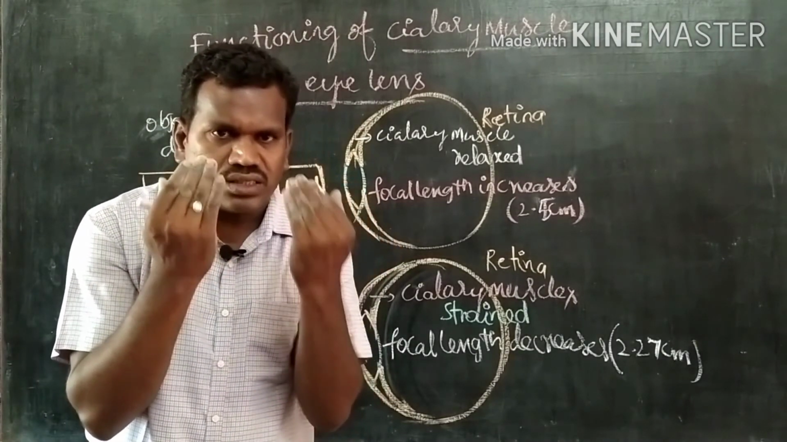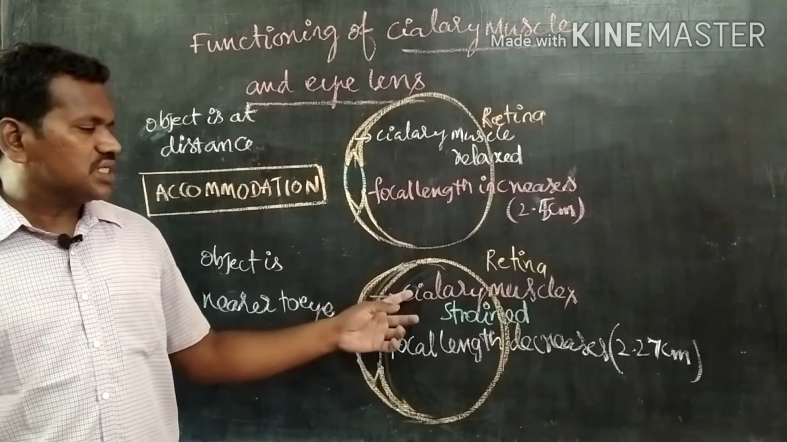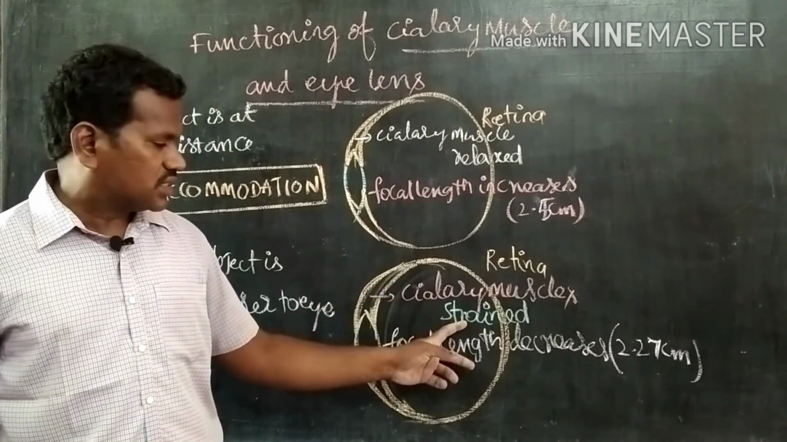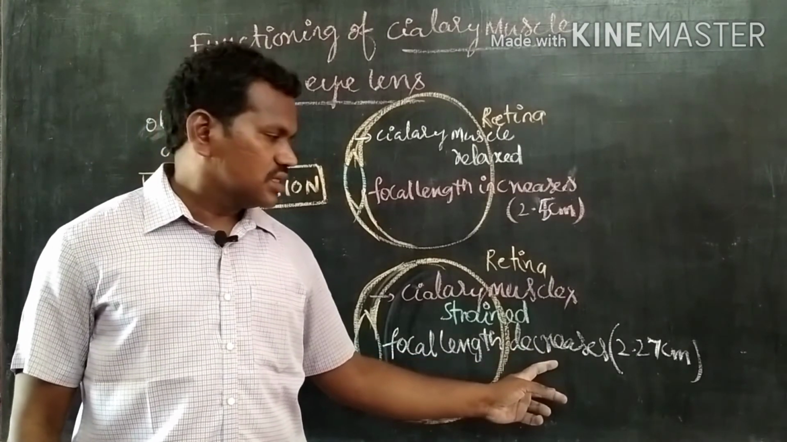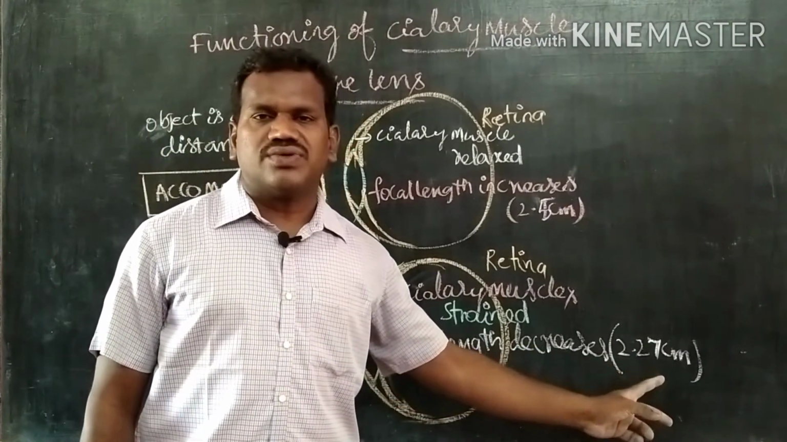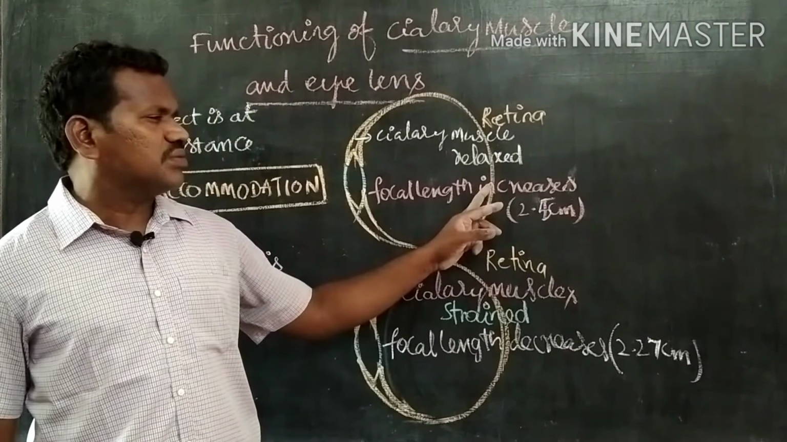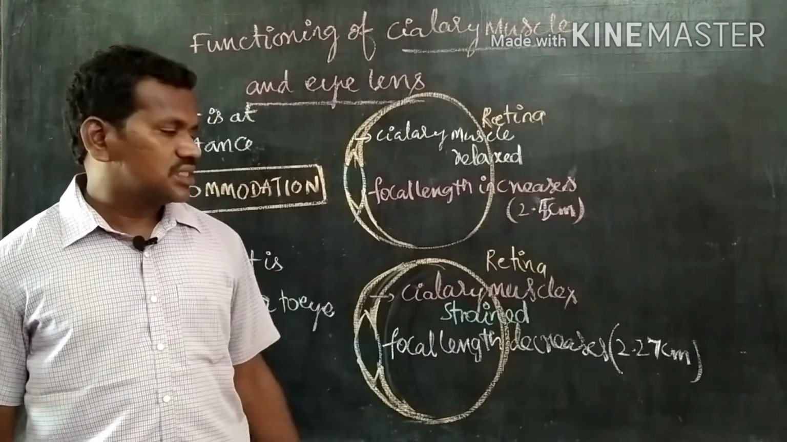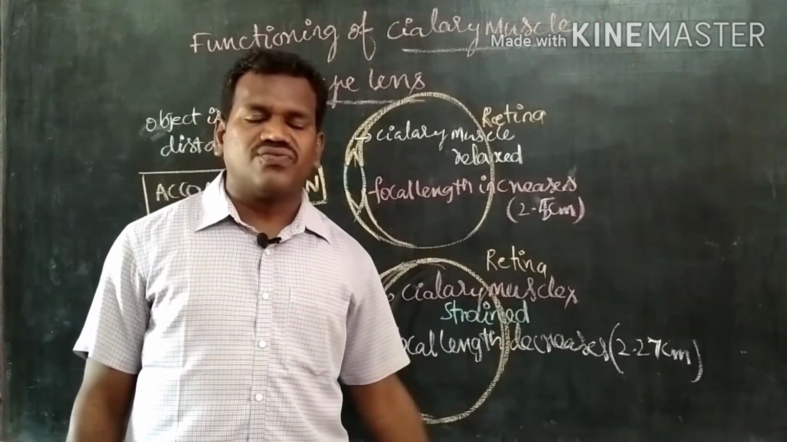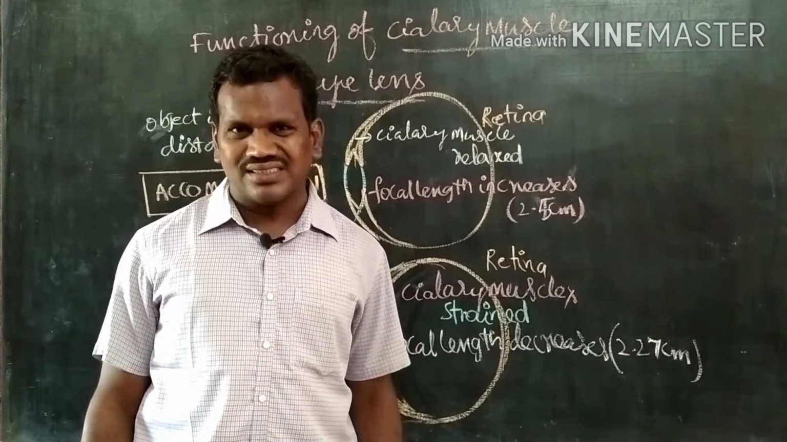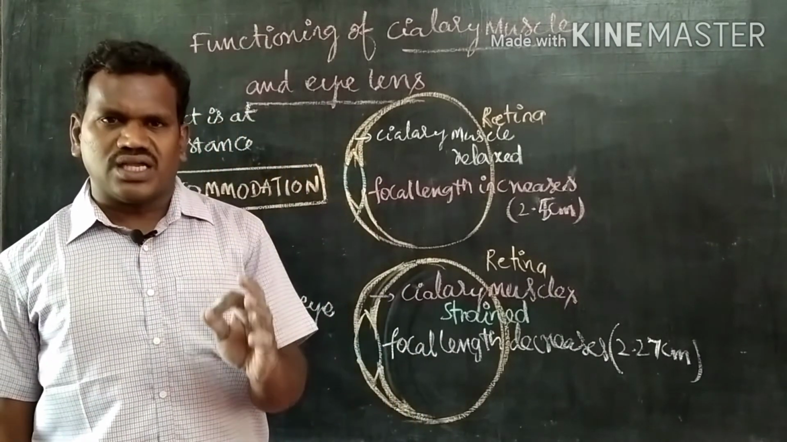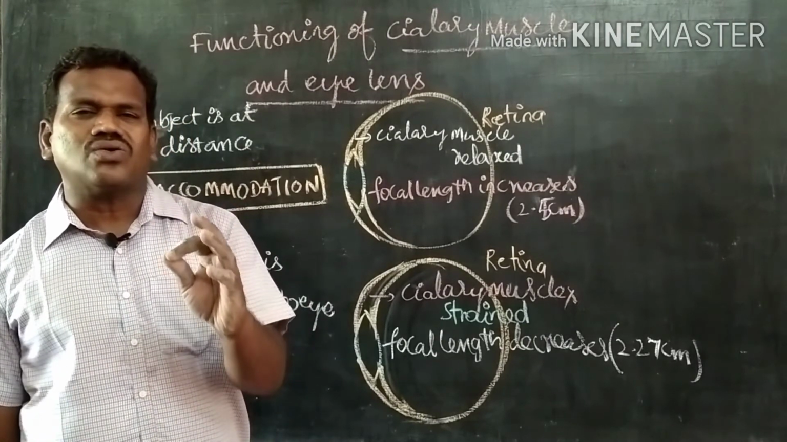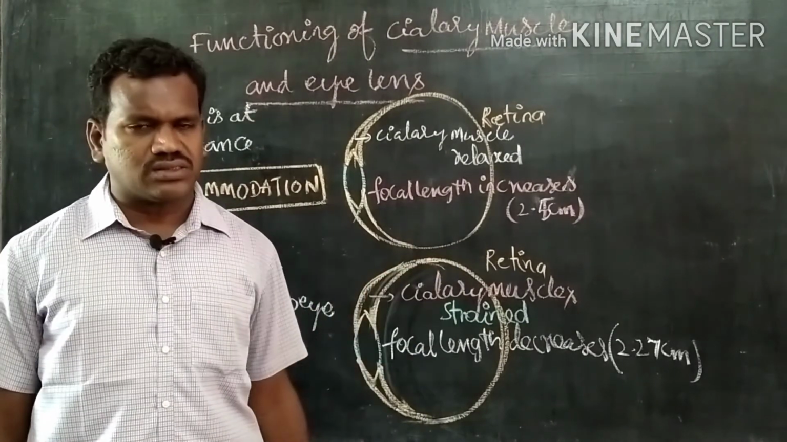For example, say an eye is focused towards a nearer object, meaning the object is very close to the eye, then what happens? The ciliary muscles are strained, then the focal length of the lens decreases to 2.27 centimeters. This is the minimum limit of the focal length of the lens. From this we can understand that the focal length of the lens is under the control of ciliary muscles.